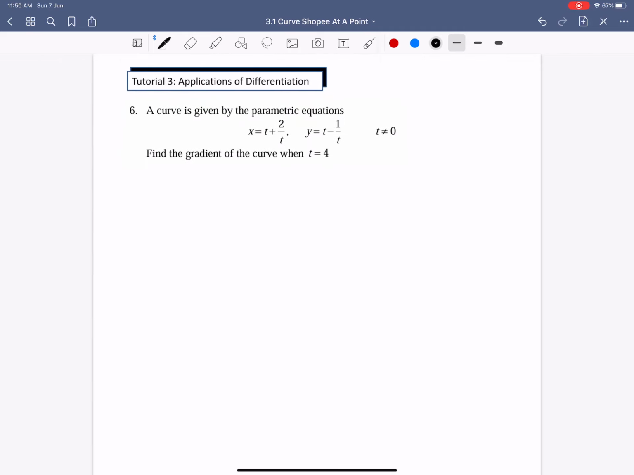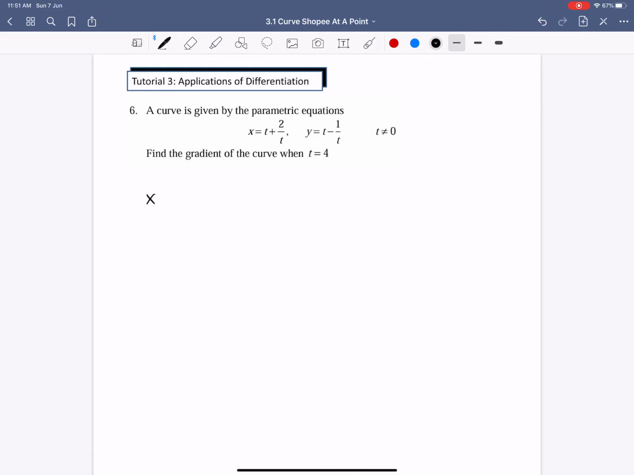Okay, next example. Let us refer to question 6. A curve is given by the parametric equations x equals t plus 2 over t and y equals t minus 1 over t, where t not equal to 0. And here we want to find the gradient of the curve when t equals 4. Obviously here, you need to perform parametric differentiation.